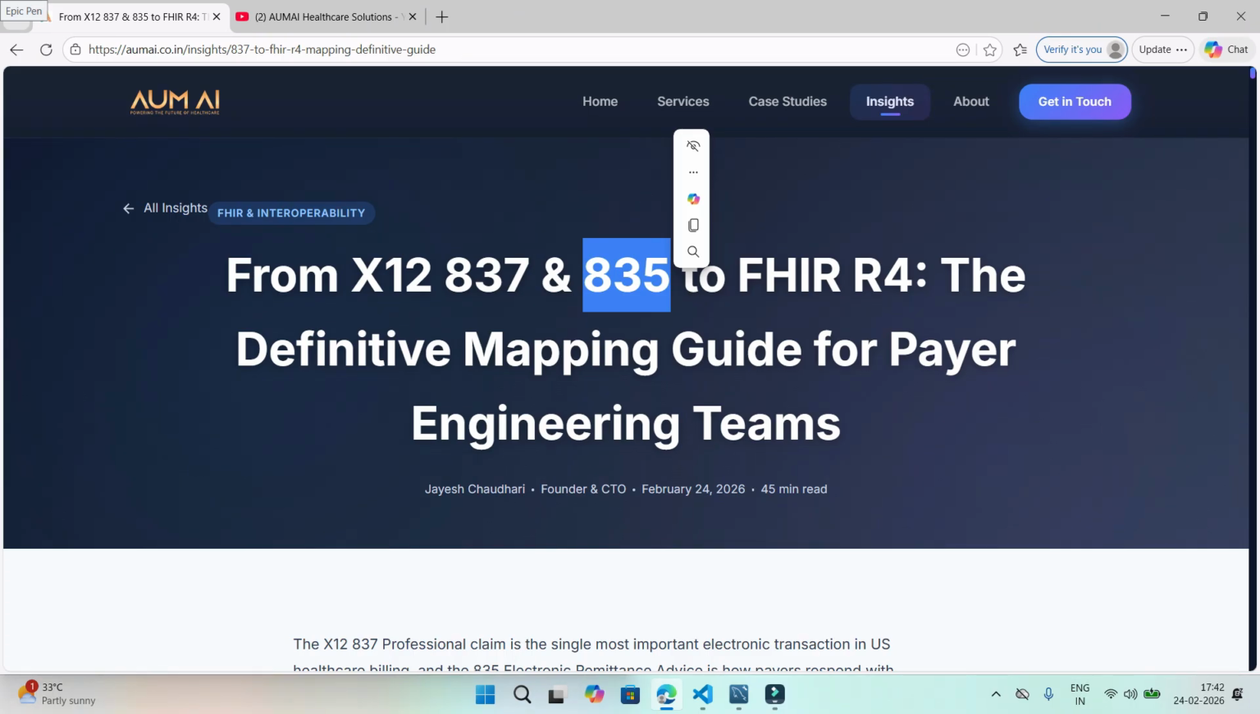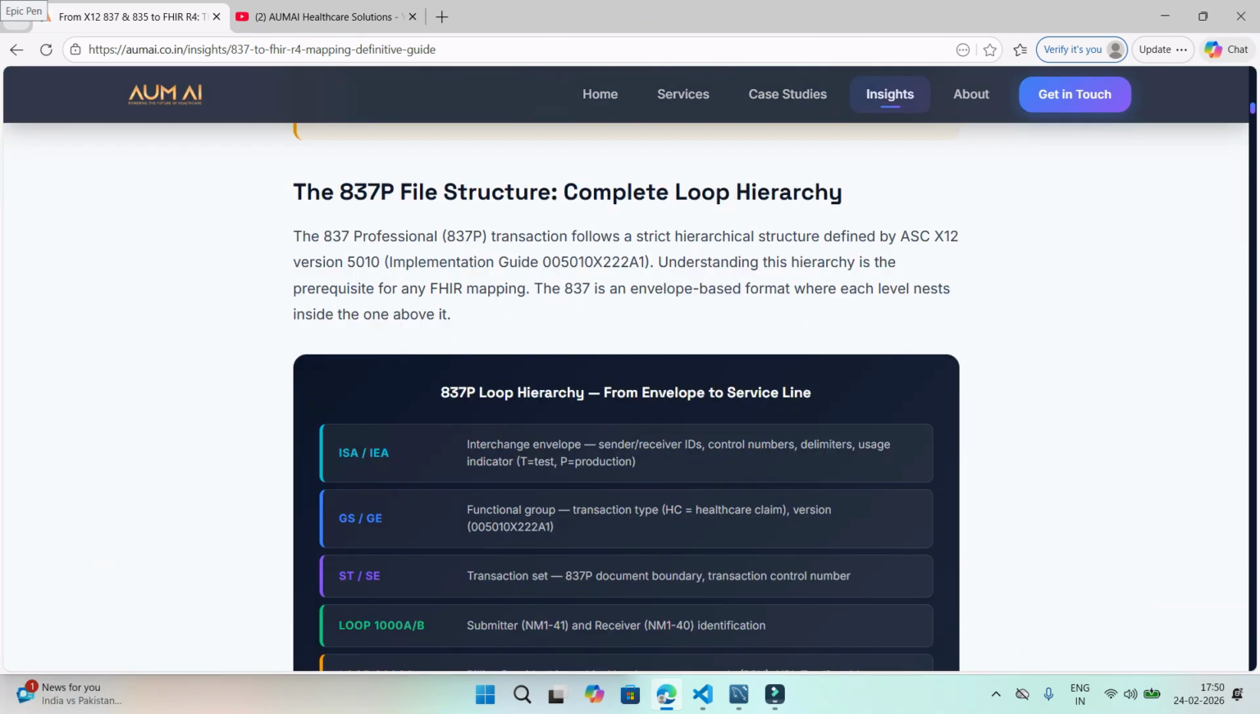And what CMS 0057F is saying is that you take both of these and serve them as a FHIR Explanation of Benefit and Claims resource through your Patient Access API. And that transformation going from X12 to FHIR, that's where 80% of the work sits.